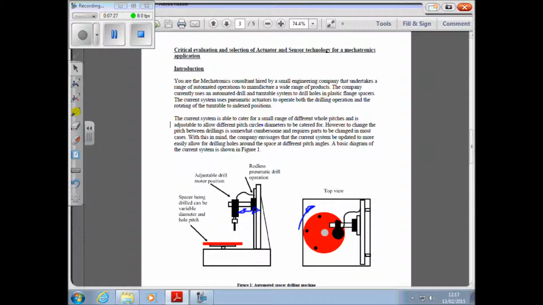Basic diagram of the current system shown in figure 1. So that's where we are. That's a reasonable basic diagram of what we're looking at. And the drill goes up and down on a rodless pneumatic drill operation. Not proposing to change that at all at this stage. Might, however, be the subject of a future year's assignment.